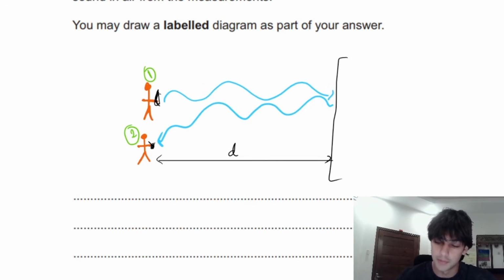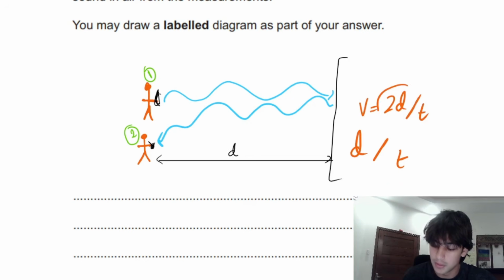When you have that, you have two variables: the distance, and the time that it took. Then we use a formula, which is v equals 2 times distance divided by time. Why 2 times distance? Because the sound wave travels one way and the other way back, so it is d plus d, which is 2d.